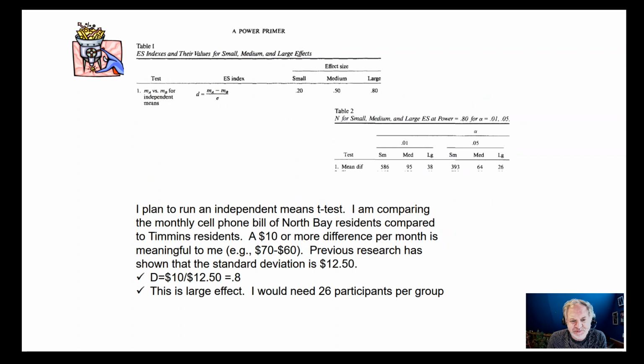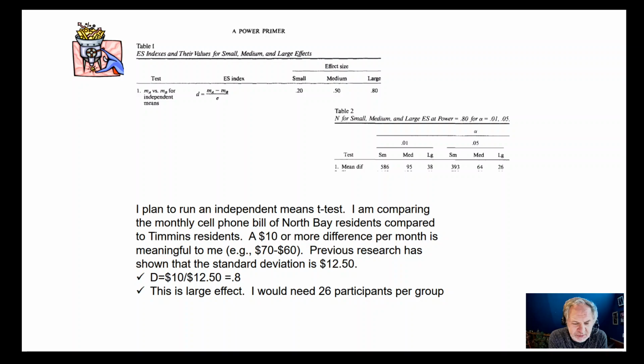This is what we would go through. So let's say I'm looking at running an independent means t-test. I am comparing the monthly cell phone bill of North Bay residents compared to Timmins residents. A $10 difference per month is meaningful to me. So if I find that North Bay spends $10 more per month on average on their cell phone bill than, say, a Timmins resident, that's pretty significant, right? So I'm looking at roughly about a 17-18% difference.